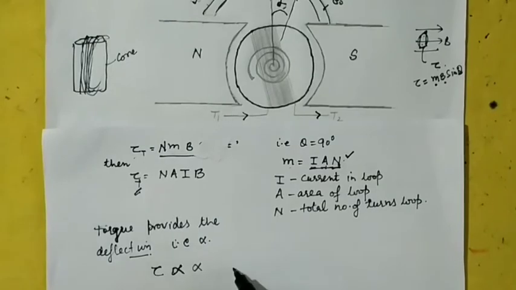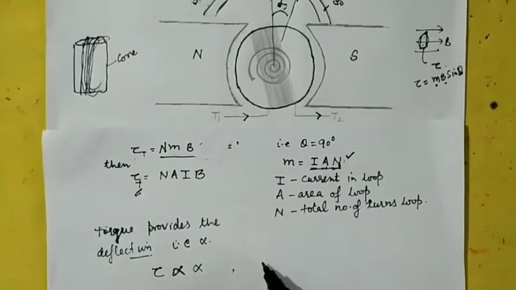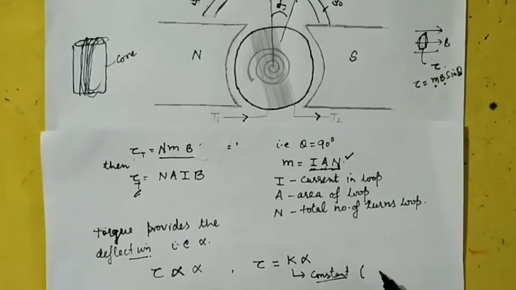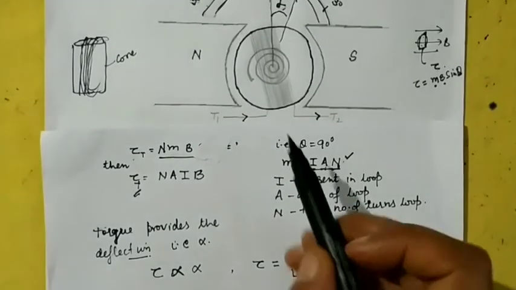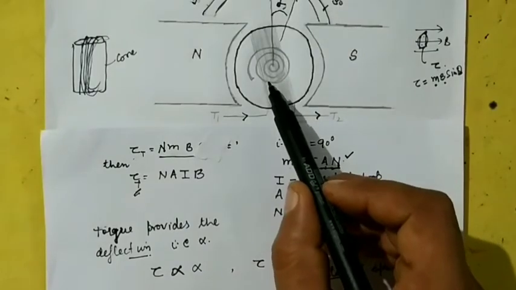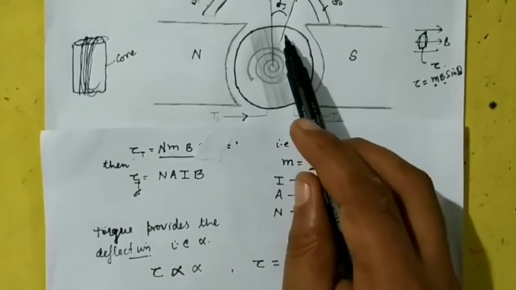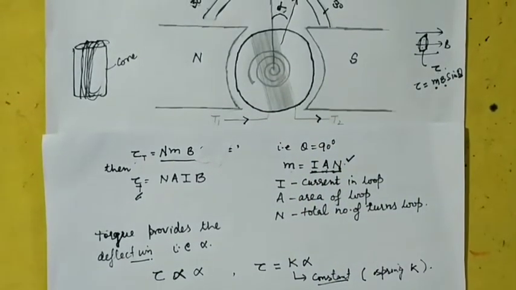Now if you remove this proportionality sign by introducing a constant, then I take that constant as k. So it is k alpha, where k is a constant. The value of k depends upon the spring constant. We know that this cylinder is attached with this spring, and this spring does not let it rotate freely. So it offers some restriction. So the value of k depends upon the spring.